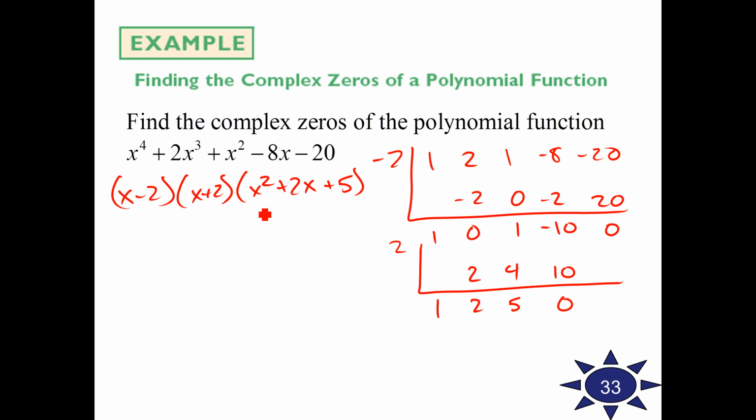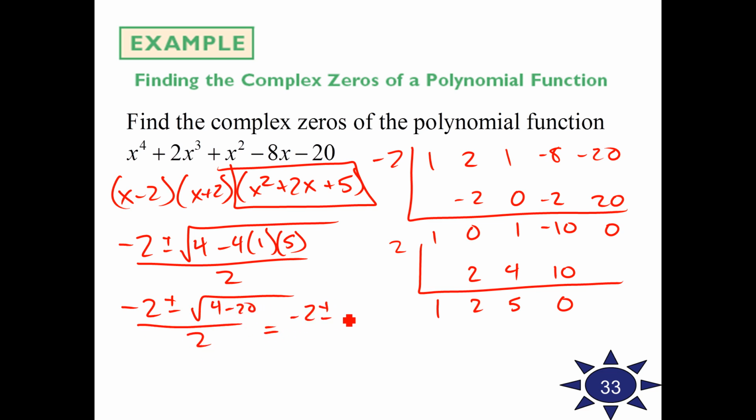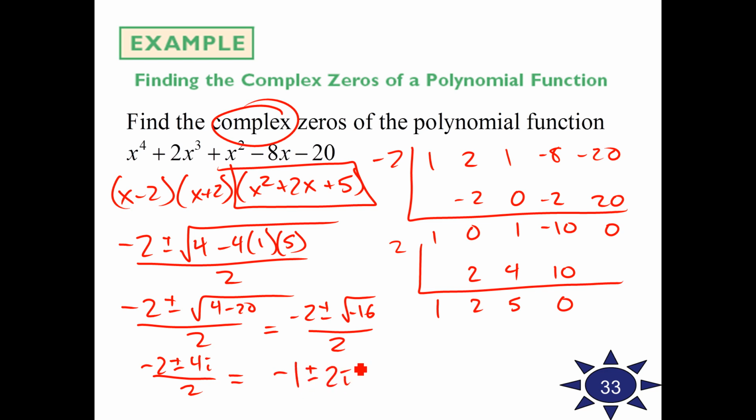All right, to do that, we're going to use the quadratic formula here for the imaginary solutions. So negative b plus or minus the square root of b squared minus 4ac all over 2a. So we have negative 2 plus or minus the square root of 4 minus 20 over 2. So negative 2 plus or minus the square root of negative 16. And the square root of negative 16 is 4i all over 2. And so our complex zeros, complex is your imaginary ones, negative 1 plus or minus 2i.